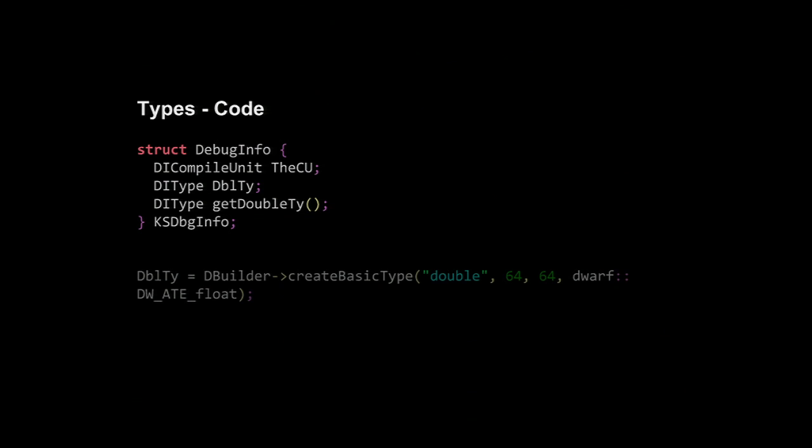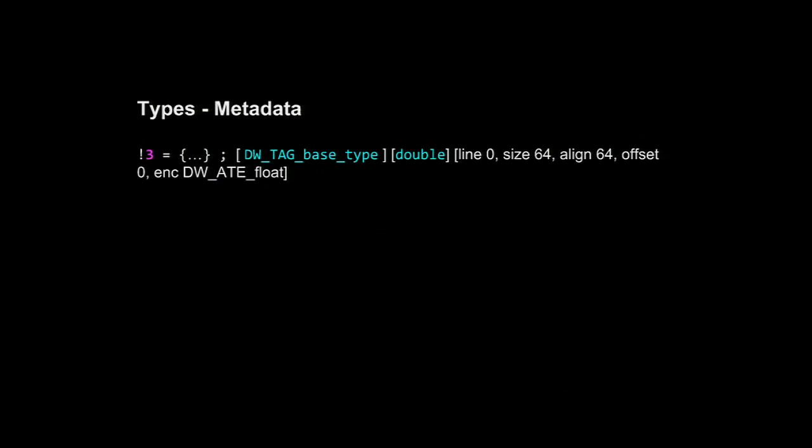So we had a little bit of code to create our basic type. It's called double. It's 64 bits. It's aligned to 64 bits, and it's encoded as a float. It's all very straightforward. It looks like this in metadata, which, don't worry about the first part. It basically is just a big long string.